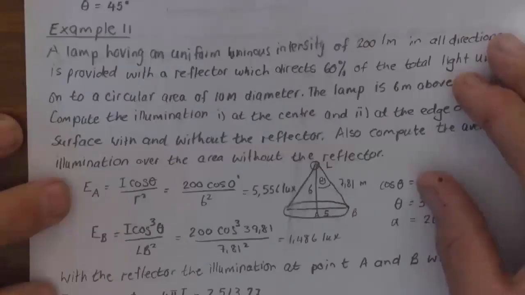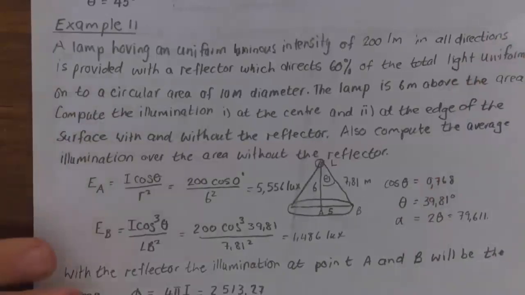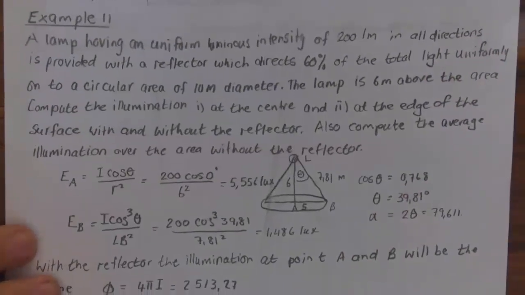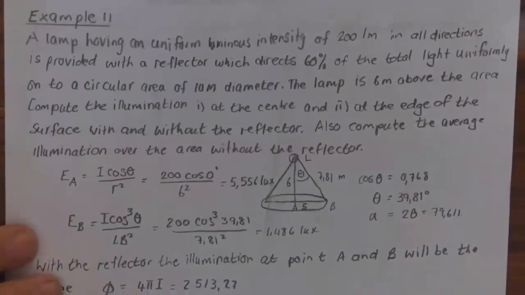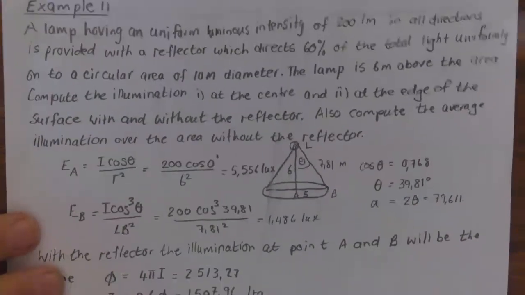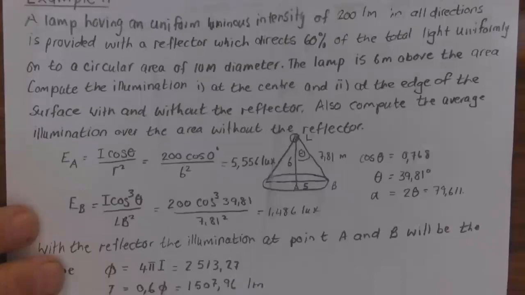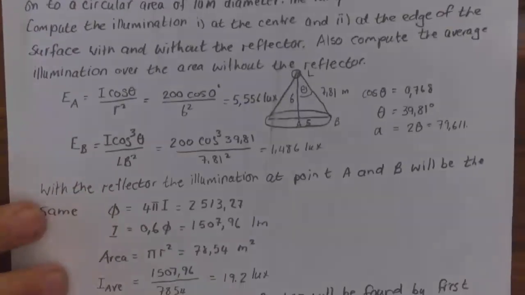And then example 11. A lamp having a uniform luminous intensity of 200 lumen in all directions is provided with a reflector which directs 60% of the total light uniformly onto a circular area of 10 meters diameter. The lamp is 6 meters above the area. We must compute the illumination, 1 at the center and 2 at the edge of the surface with and without the reflector. Also compute the average illumination over the area without the reflector.